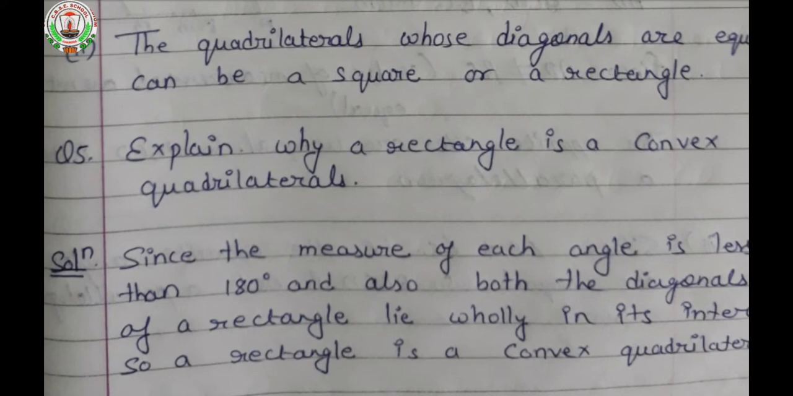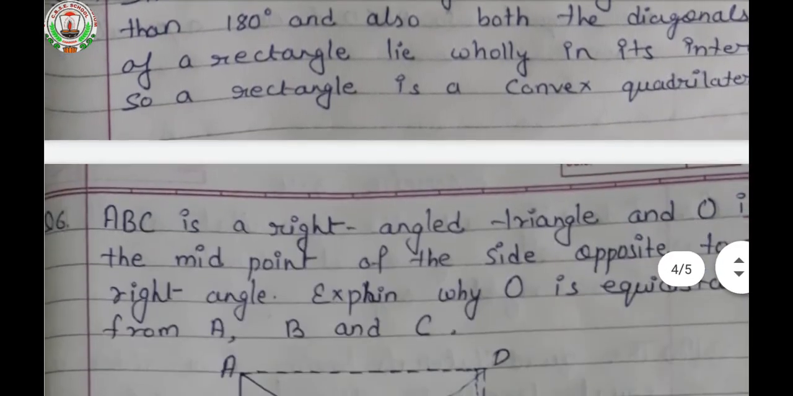So have you understood why it is so? In a rectangle, all four angles and each angle is less than 180 degrees is the first reason, and the second reason is that both the diagonals of the rectangle are drawn in the interior of the figure. These are the two reasons why a rectangle is a convex quadrilateral. Have you understood, everyone? Okay.